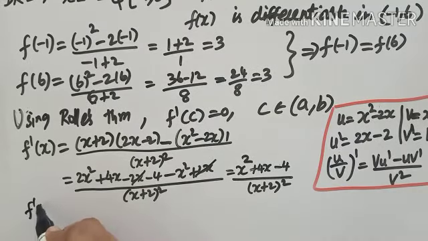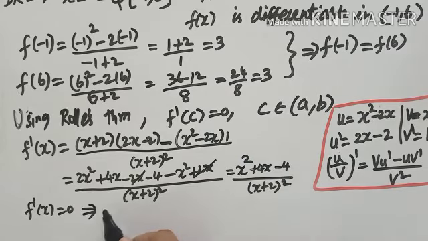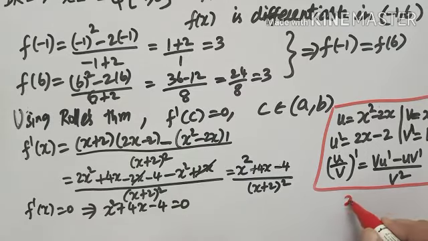Put f dash of x equal to 0. The denominator will not affect the numerator. x square plus 4x minus 4 is 0. Solve for this x square plus 4x minus 4. I cannot factorize it, so use the formula method.